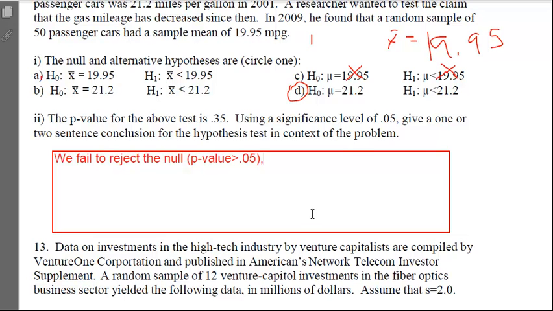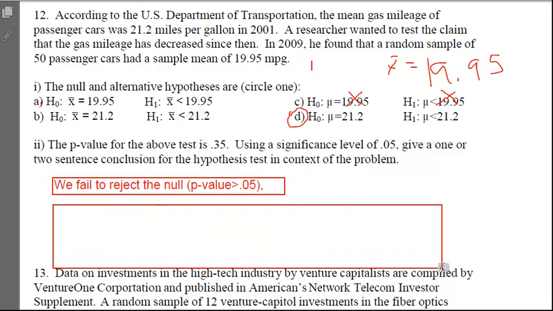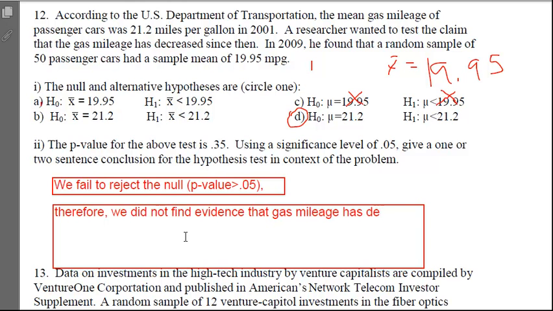But what does that say about the problem? Remember, what's he trying to do? This researcher wanted to test the claim that the gas mileage has decreased since then. He either found evidence for that or he did not. And if we're not rejecting the null, that means that we have to go with whatever the null says. And so I always word it in context of the problem by just answering the question. Sorry, I have to start another box. So we failed to reject the null. Therefore, we did not find evidence that gas mileage has decreased since 2001.